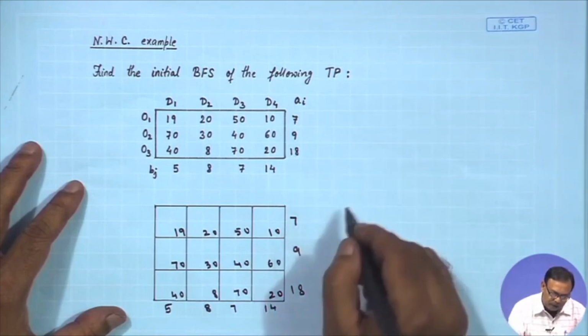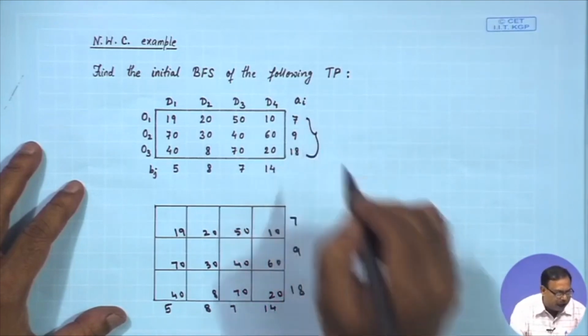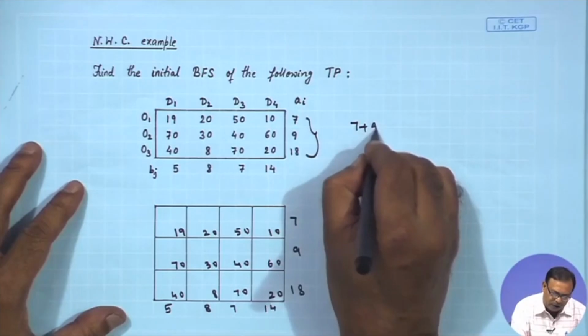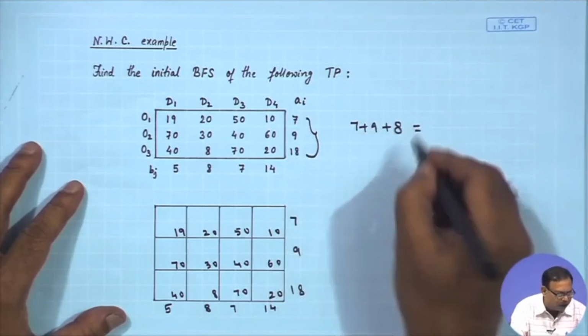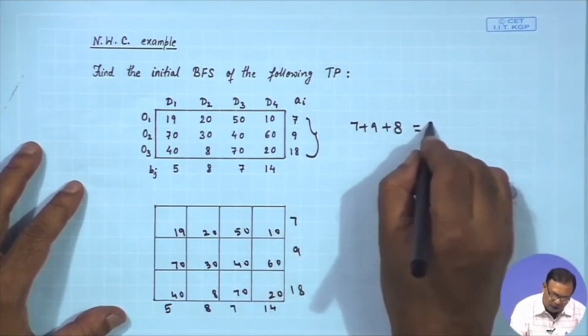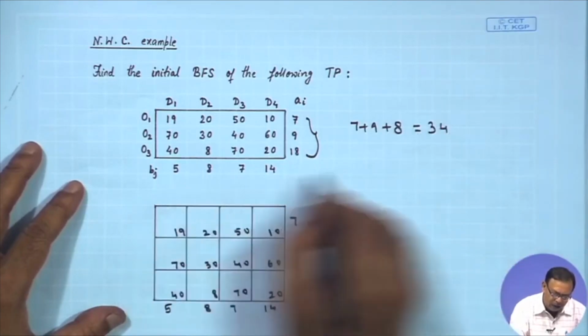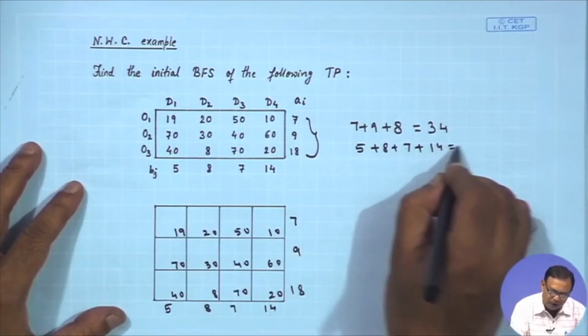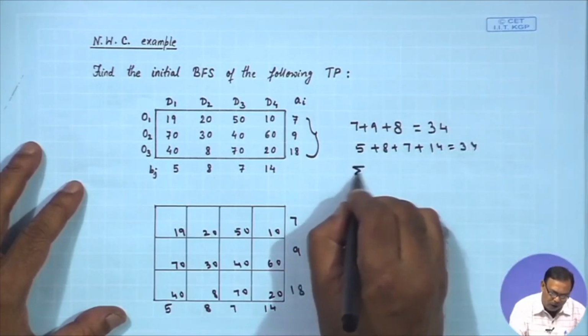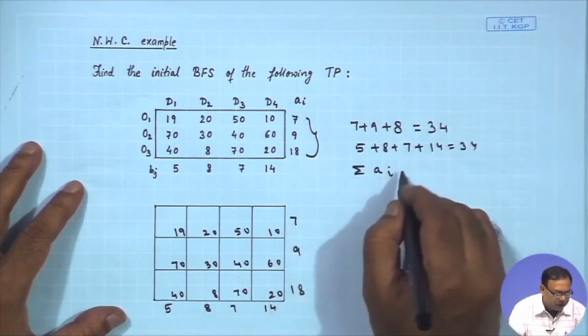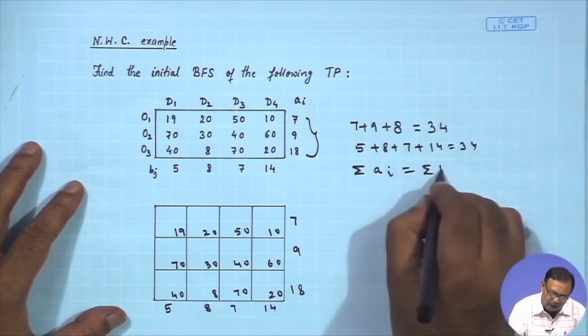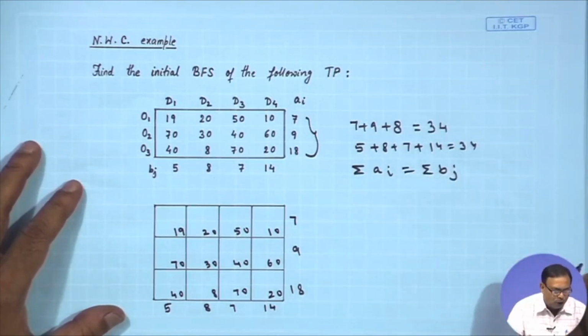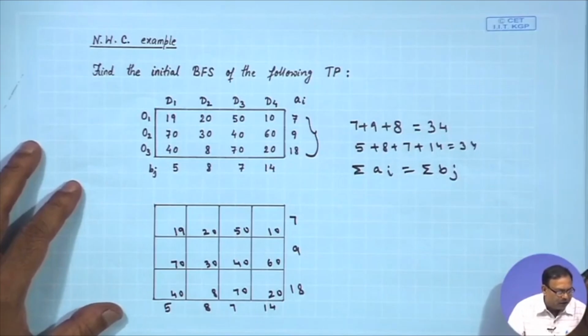If you see 7 plus 9 plus 8, the sum of these three equals 34, and the sum of 5 plus 8 plus 7 plus 14 is also 34. In other words, summation over A i equals summation over B j. So, the problem is a balanced transportation problem.